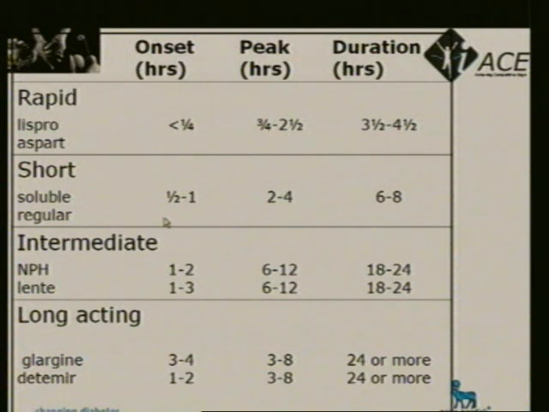Then we come to the intermediate-acting insulins. Two familiar insulins are the NPH insulin and Lente insulin, which are similar in their duration, peak and onset of action. And if you see, the duration of action is roughly 18 to 24 hours, but they have a peak effect at 6 to 12 hours. And this peak effect of NPH and Lente insulin is responsible for hypoglycemia in most patients who are treated with these forms of insulin.